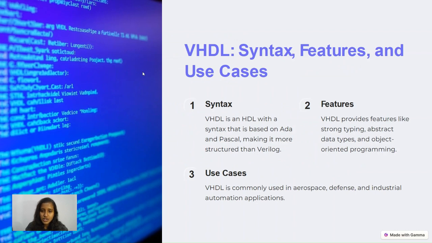VHDL syntax, features and use cases. Syntax: VHDL is an HDL with a syntax that is based on Ada and Pascal, making it more structured than Verilog. Features: VHDL provides features like strong typing, abstract data types, and object oriented programming. Use cases: VHDL is commonly used in aerospace, defense, and industrial automation applications.